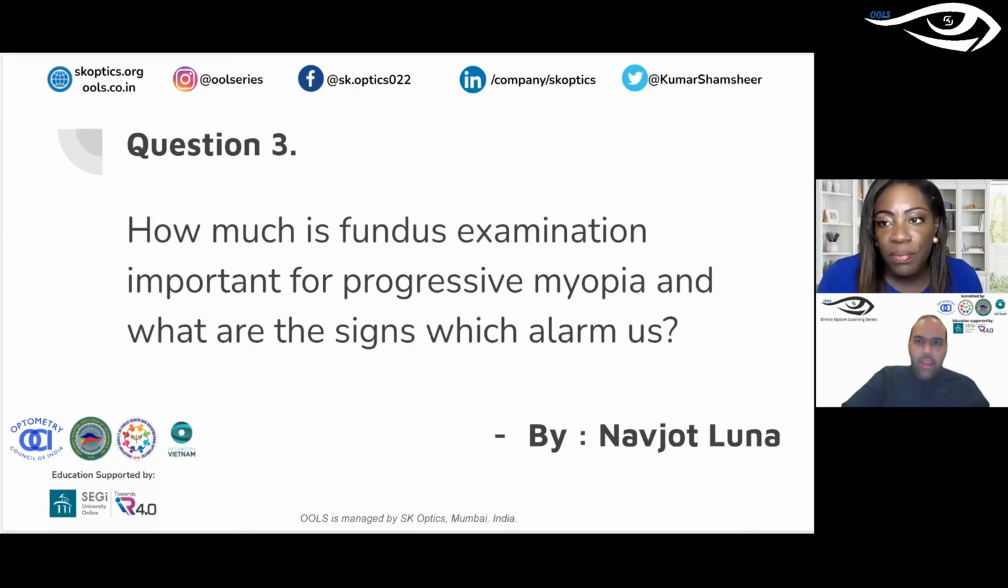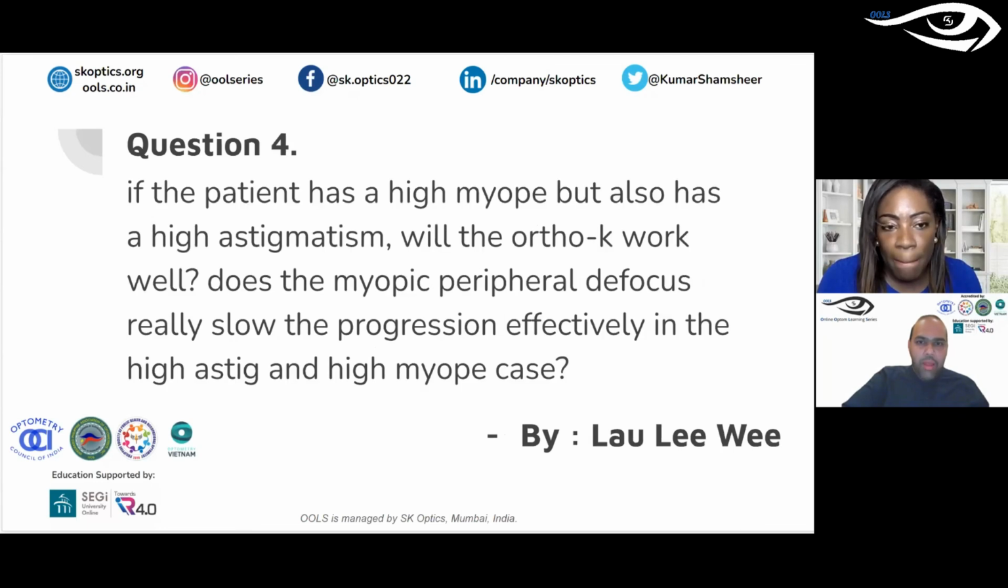Okay, great. I'm just going to take a couple more questions which have just popped up. This is again related to choosing ortho-K as a modality of treatment, where we have patients with high myopia as well as high astigmatism. Would there be a change in the efficacy or effectiveness of the treatment in your experience?